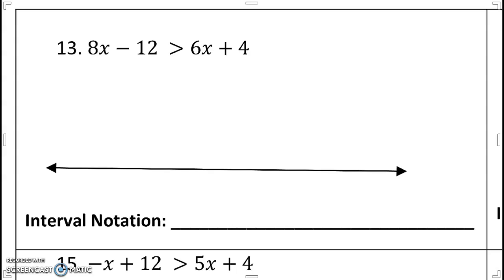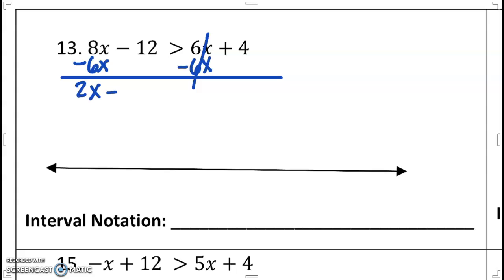So I'm on page 2 of your review sheet. I'm on number 13. What do I do first? 6x from 8. Yeah, I like to move all my x's first. So I'm going to subtract the 6x from 8. On the right-hand side, it cancels. On the left-hand side, I get 2x minus 12 is greater than 4.